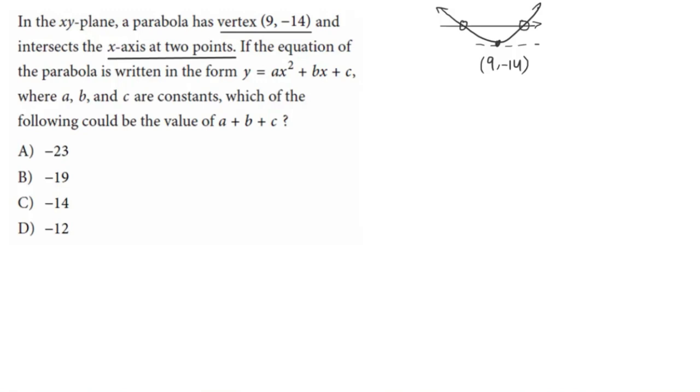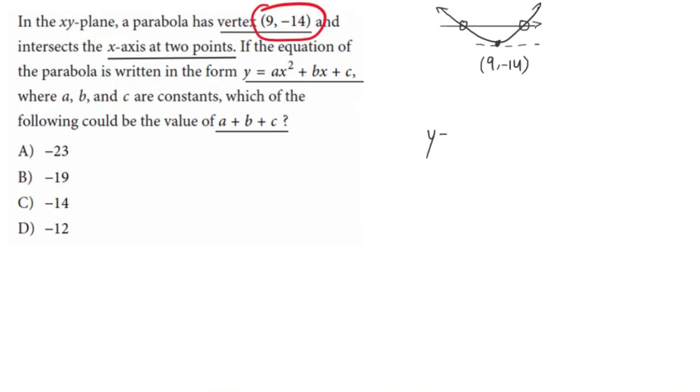If the equation of the parabola is written in this form, which is the standard form, where a, b, and c are constants, which of the following could be the value of a plus b plus c? As I was saying earlier, these are not your usual high school quadratic questions. These are designed in a trickier way to test your limits. So how do you find the sum of the coefficients of the quadratic expression? Well, the only information I'm given is the vertex. So let's use it and see what we get.